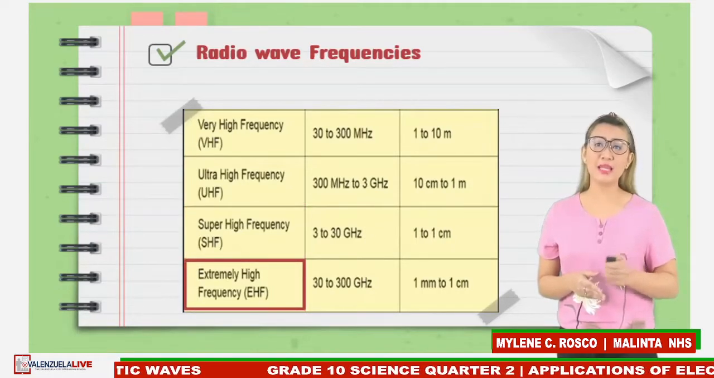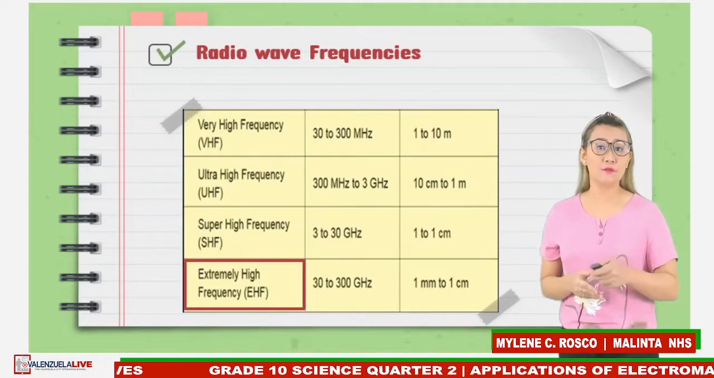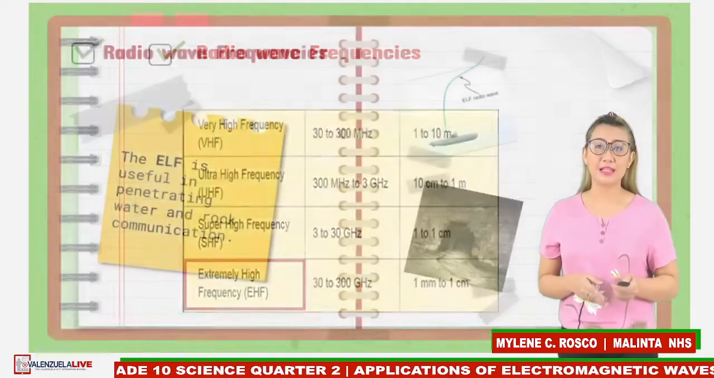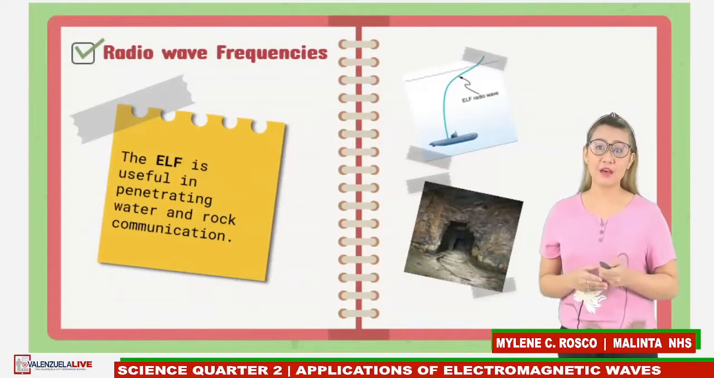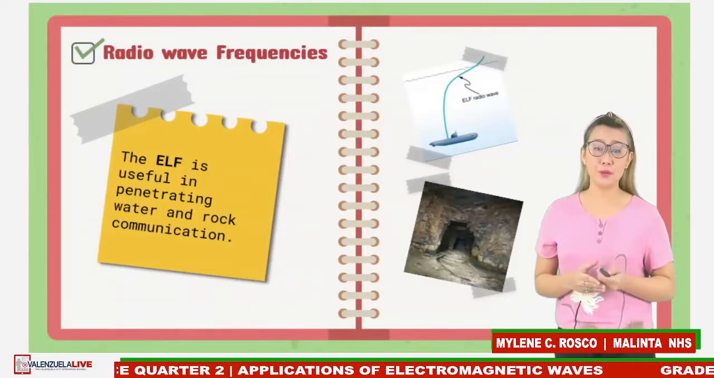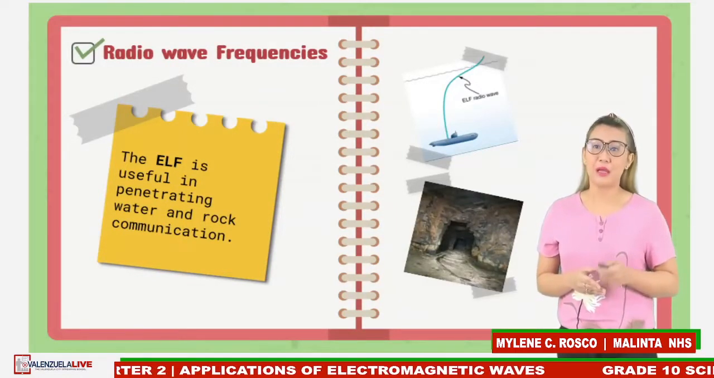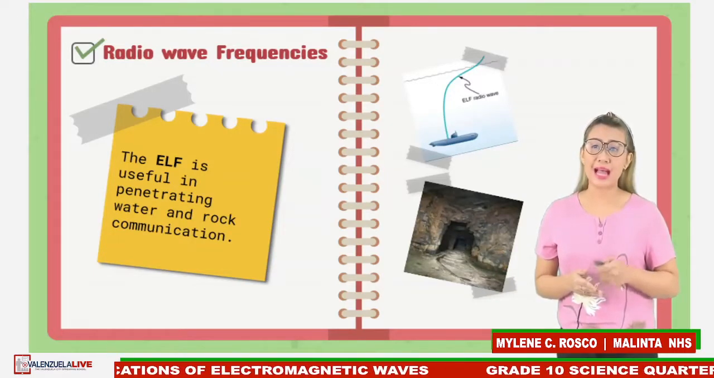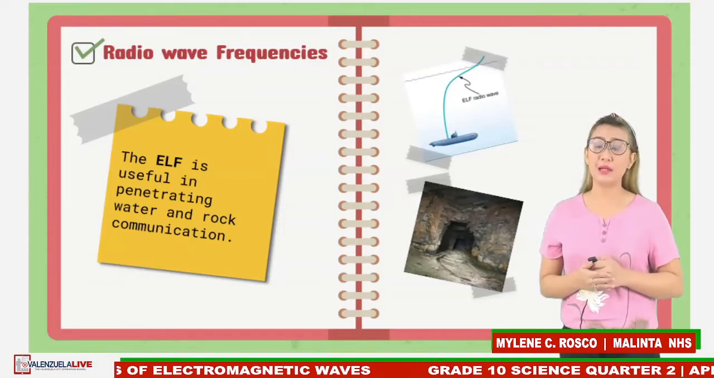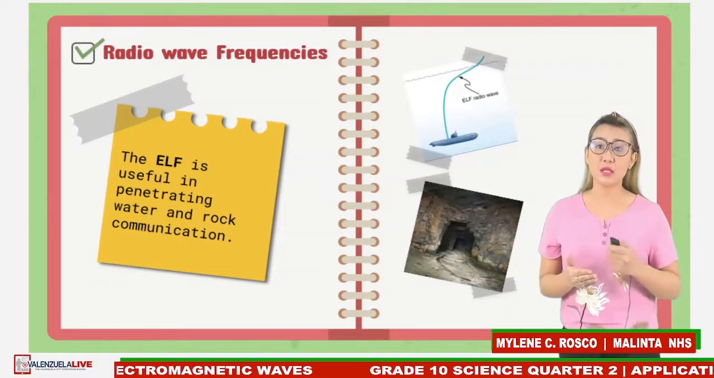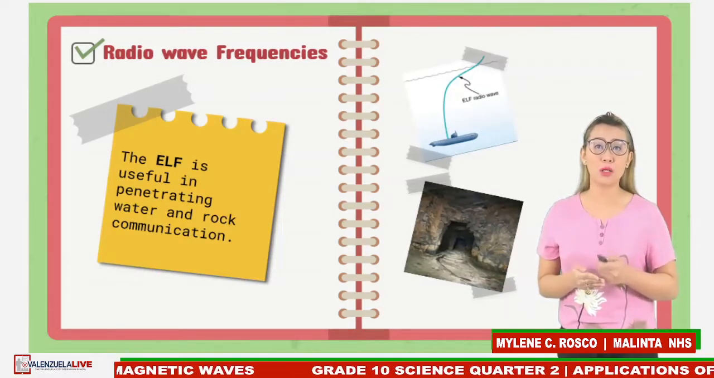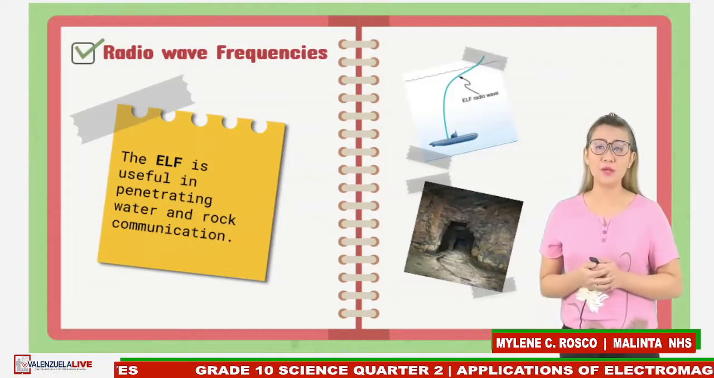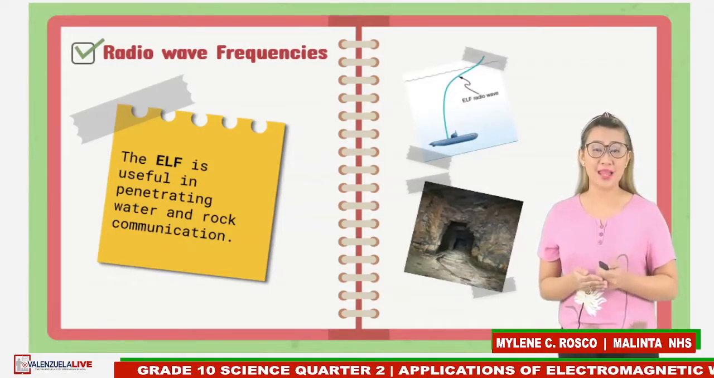Now, let's identify the uses of these 9 bands of radio waves. Let us start with ELF, or extremely low frequency radio wave. ELF has the lowest frequencies and longest range. It is useful in penetrating water and rocks for communication. It is used in submarine communication and inside mines and caves.